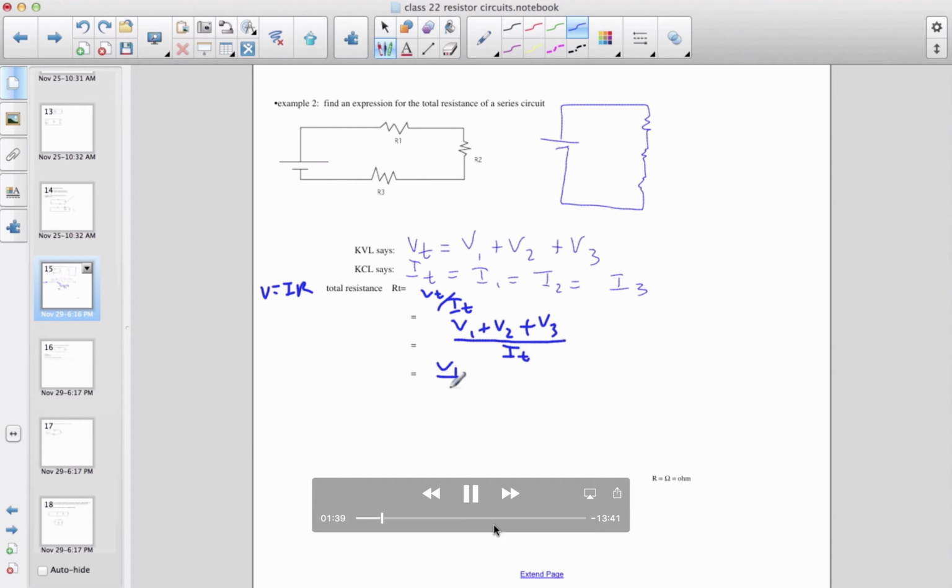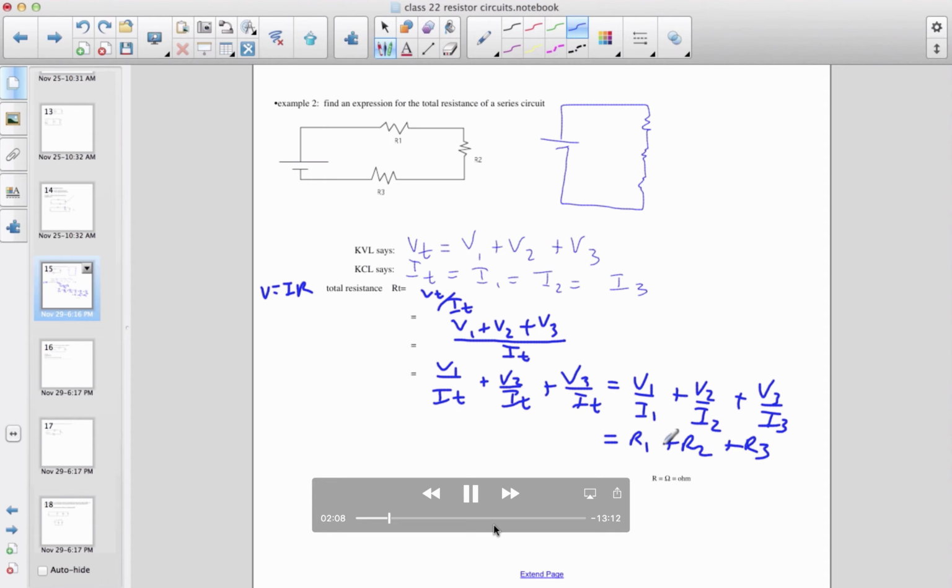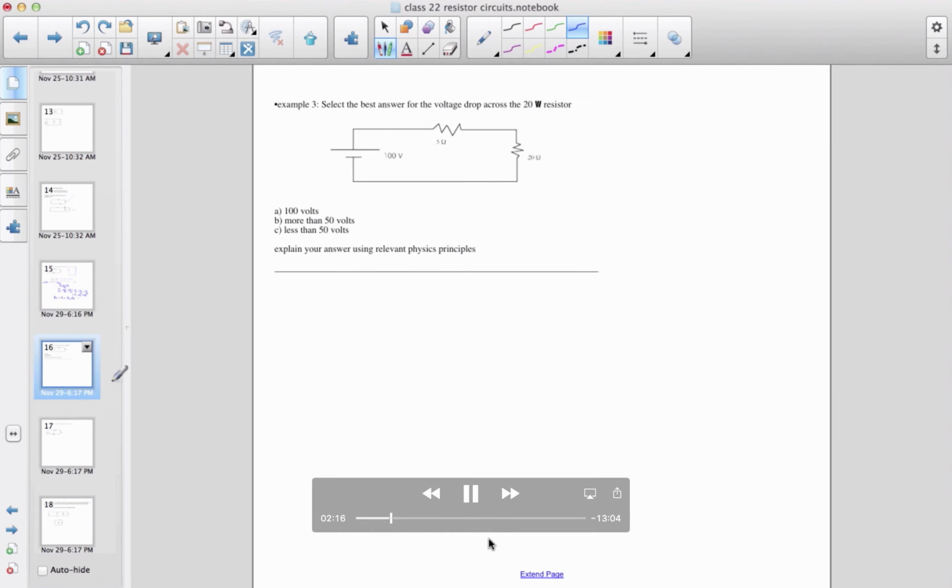By the laws of algebra, we can write that as 3 separate fractions. Then we can substitute in the fact that the total current is the same as I1, is the same as I2, is the same as I3. Each of those V over I ratios is exactly a resistance. That's resistance 1, resistance 2, resistance 3. So what we've shown is that the total resistance in a series circuit is just the sum of the 3 resistors.